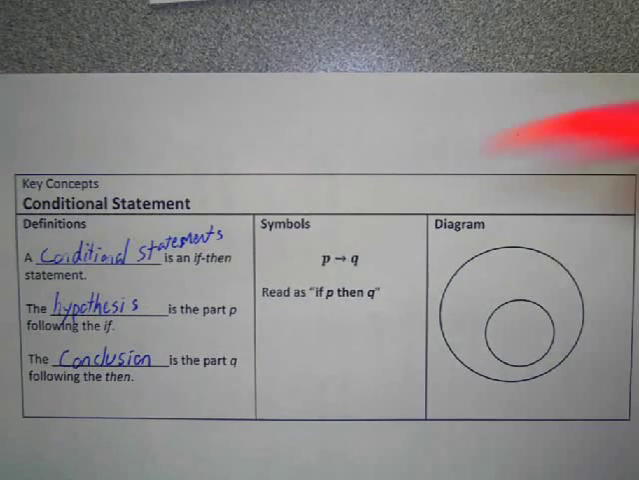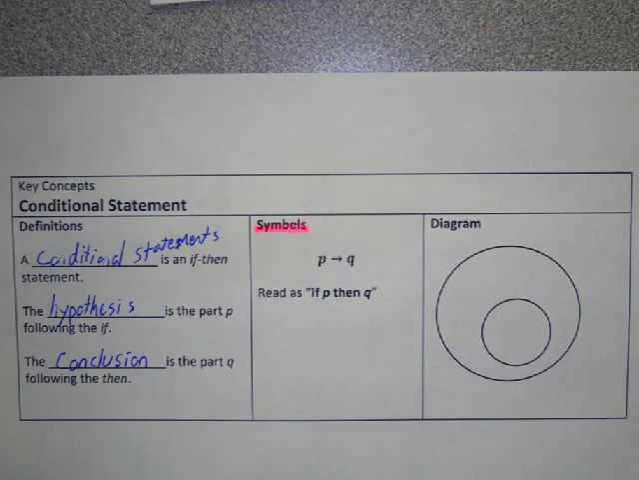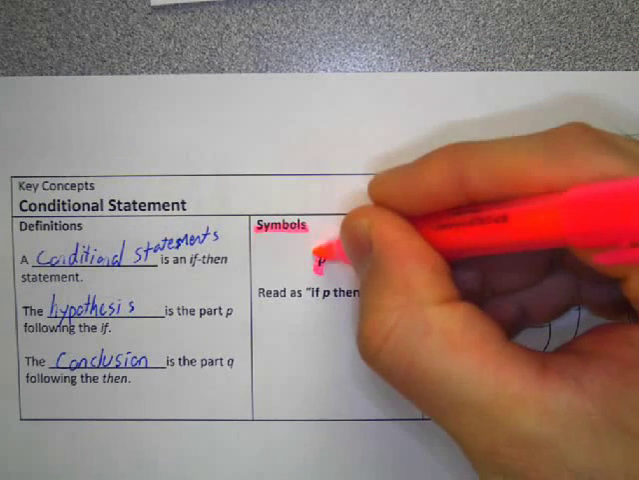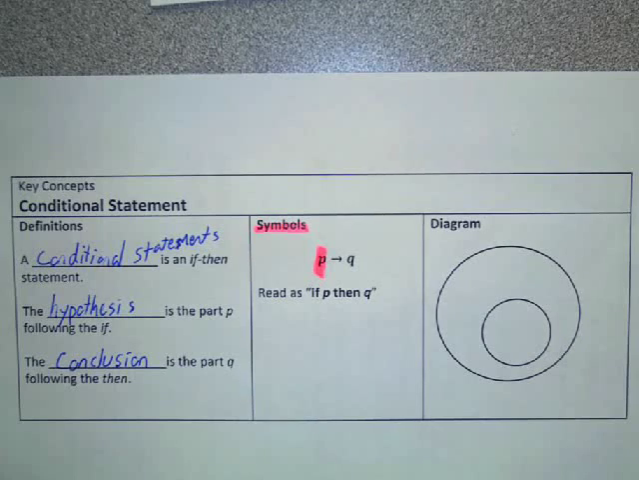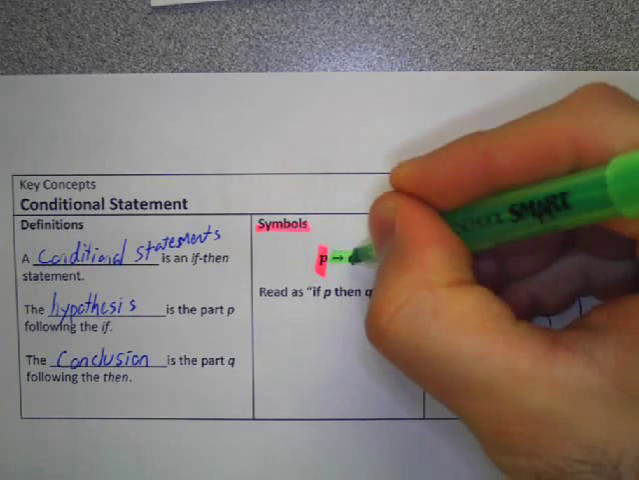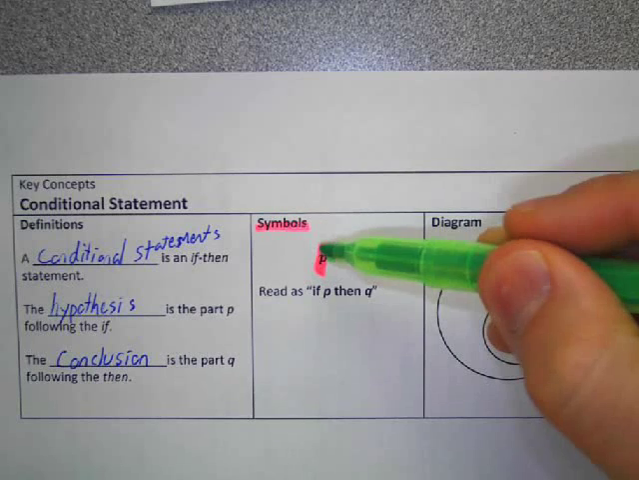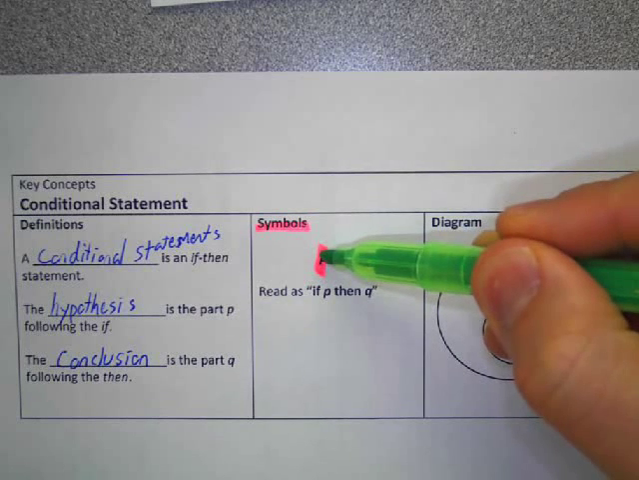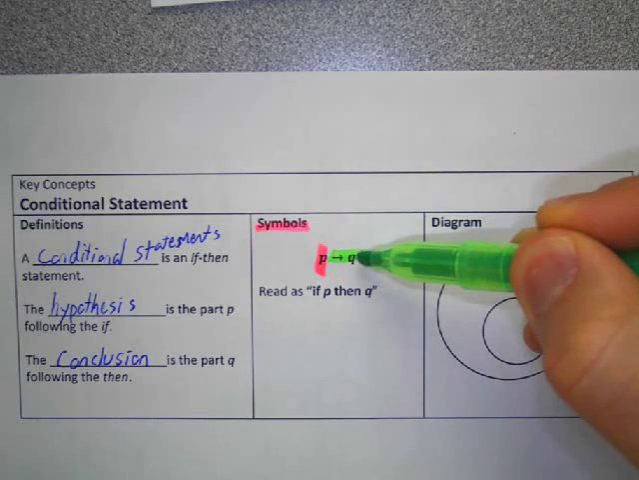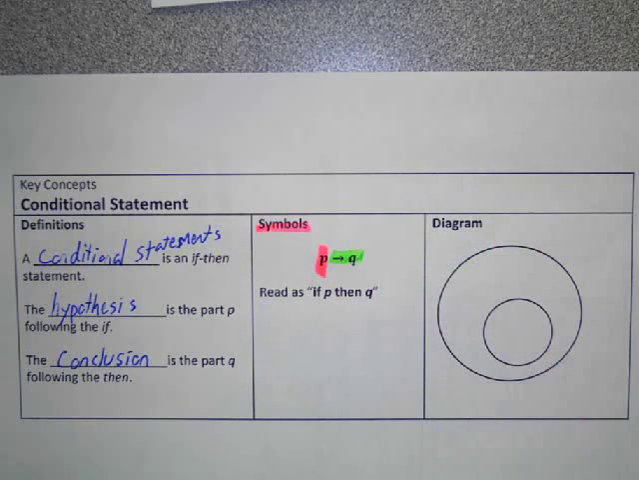If we're looking at the symbols and the notation for conditional statements, the beginning part, the hypothesis, is my P. So if P, then Q. And the Q would be my conclusion. So the hypothesis, P, then the conclusion, Q. So if P, then Q.